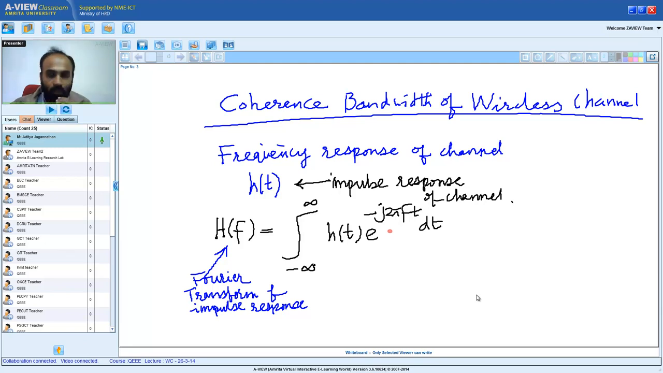For instance, let's consider a simple example in which h(t) is a single impulse, that is h(t) equals delta(t). What does h(t) equal to delta(t) mean? It means there is no multipath scattering, there are no multiple components, there is only a single path of unit attenuation, that is basically no power gain or power attenuation. So the simplest example, h(t) equals delta(t), is the ideal case. What is the channel frequency response for this?